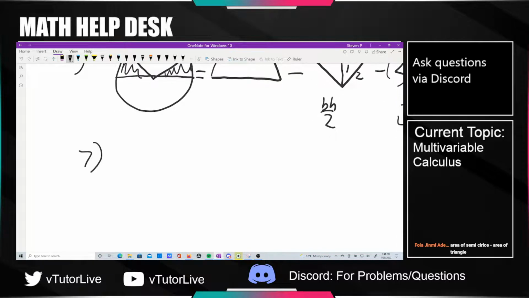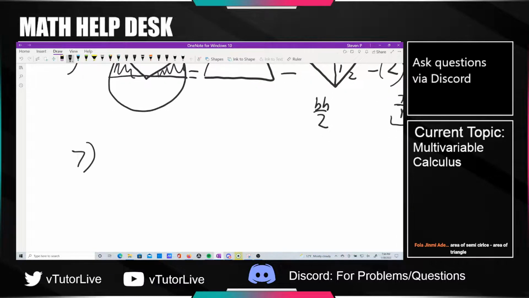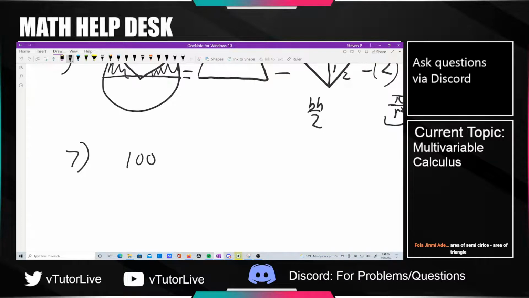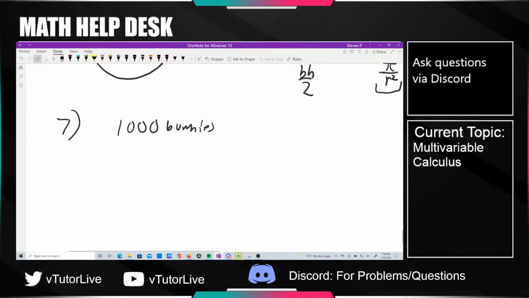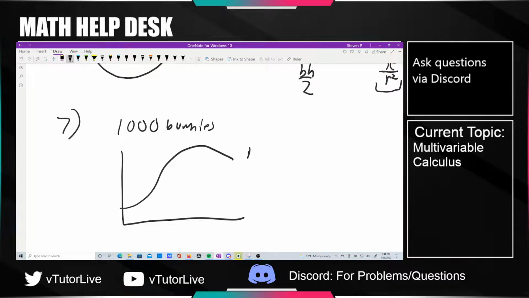All right, for the very last one, we're talking about a forest that is home to 1,000 bunnies initially, but due to whatever environmental stuff, the population changes. We've got some graph that looks kind of like this. This is the death rate with respect to time, dt, and this is the birth rate, bt.